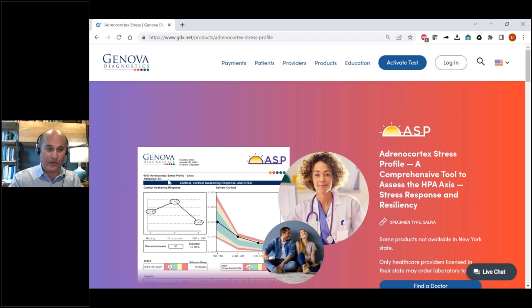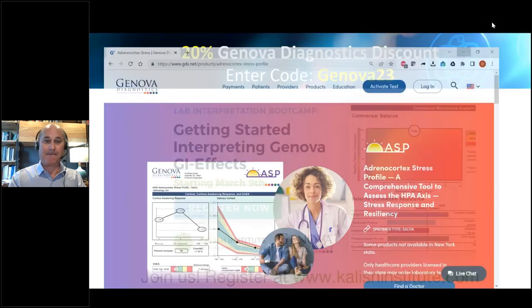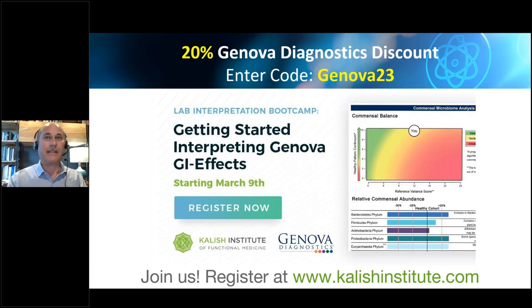You see it there? Adrenal cortical stress profile, or adrenal stress profile, most people call it, with the CAR, cortisol awakening response. That's the one you want to order. And you do that in the GIFX, and you're off and running with a busy practice. Okay. All right. Let's see.